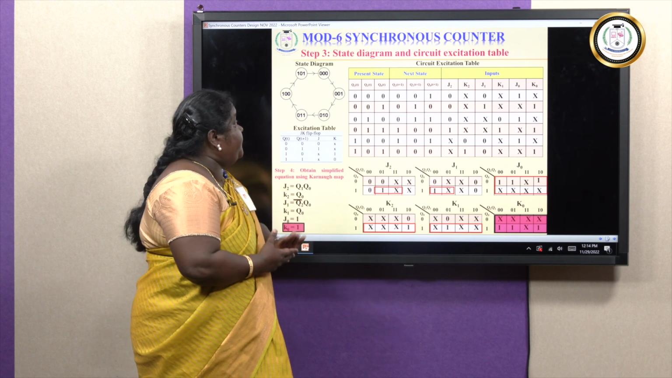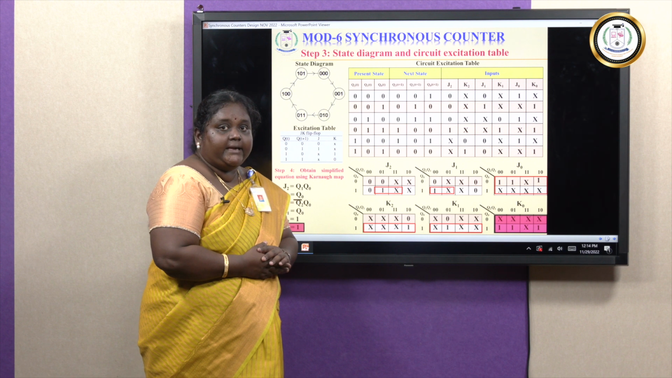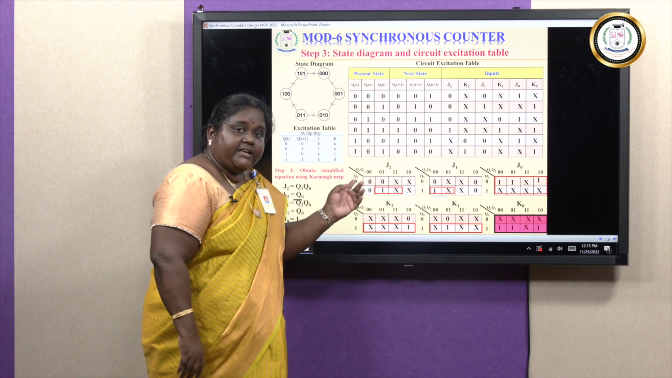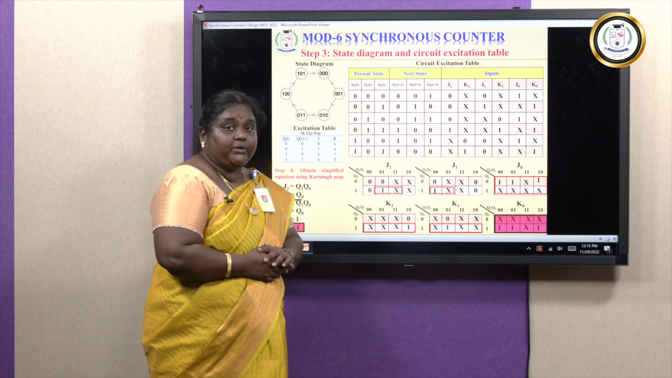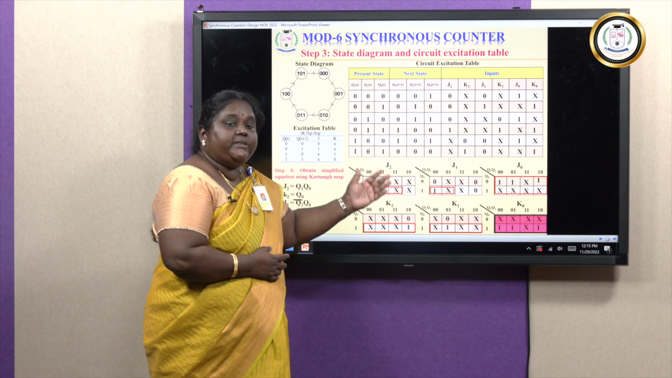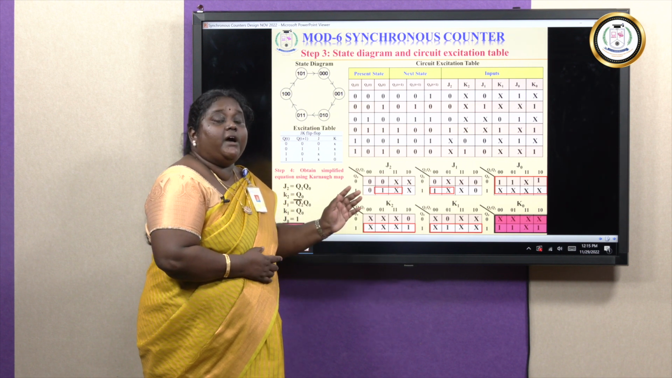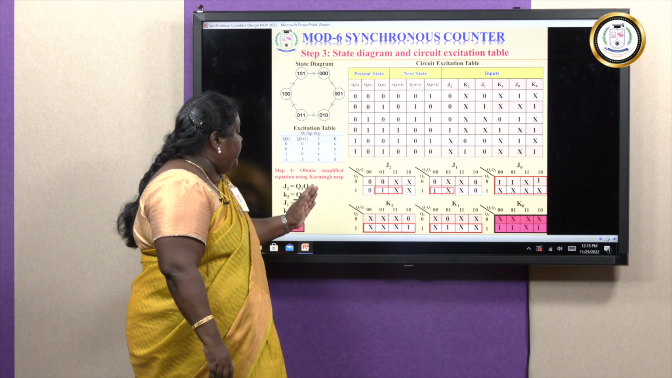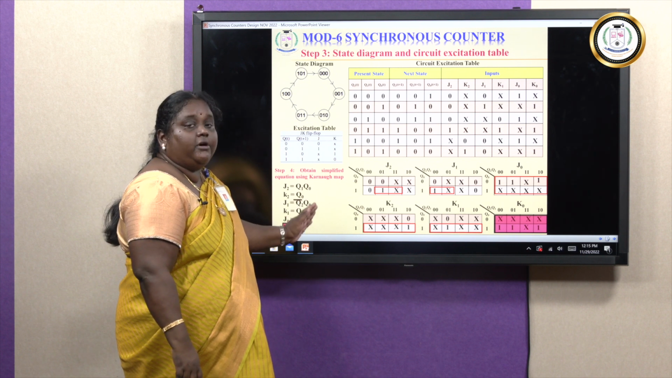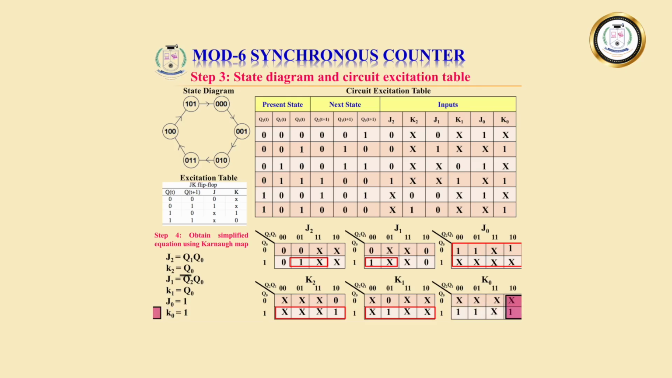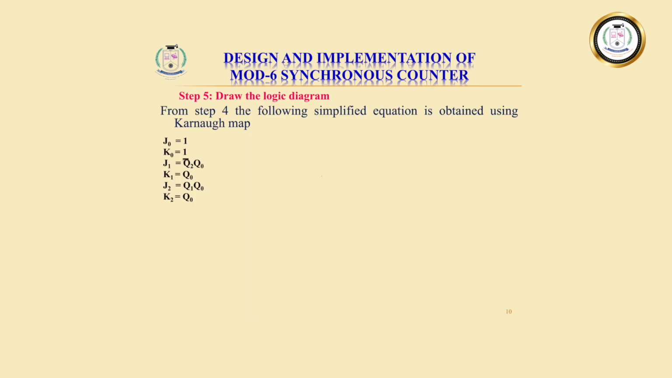So in step 3 we have created the state diagram, and with the help of the excitation table we have created the circuit excitation table, and with the help of the Karnaugh map we have obtained the simplified Boolean expression or the equation. So that is all about step 3. Now let us move on to step 4.